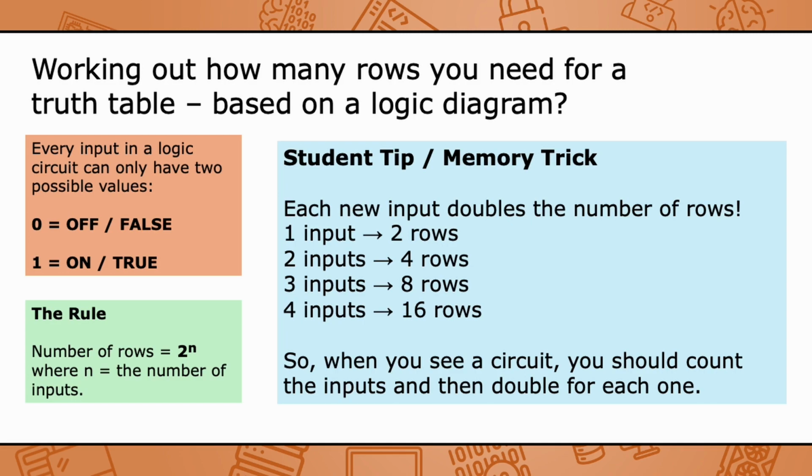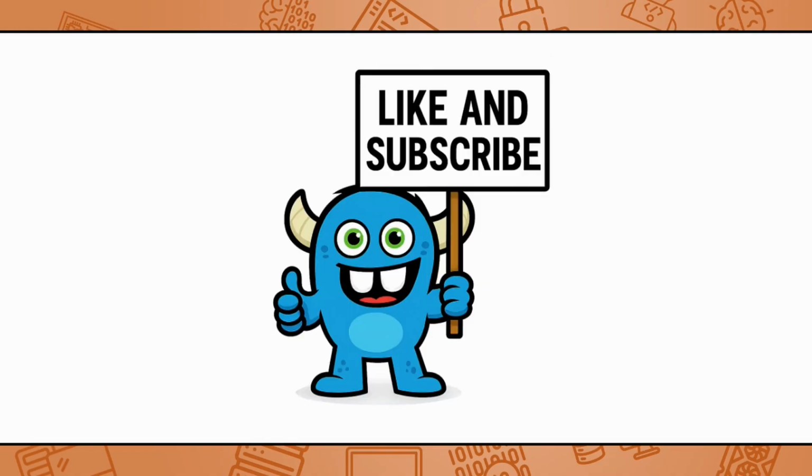I haven't seen an example so far with anything more than 3 inputs, but it might ask you to calculate how many rows for a given expression, as an example. So when you see a circuit diagram, you should count the inputs and then double for each one. So that's it for logic diagrams.